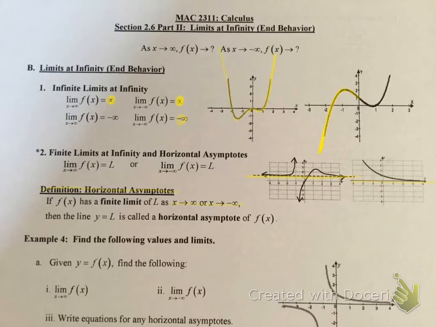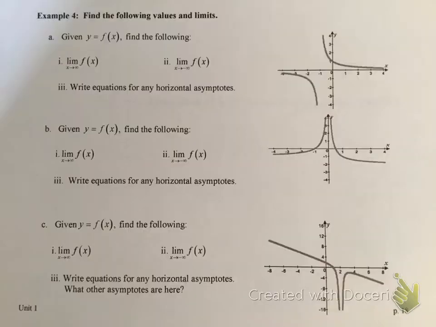So let's look at example number 4. Find the following values and the limits. For part A, given y equals f of x, find the following. For part I, the limit of f of x as x is approaching infinity. So if I look over here to the right, and I think I have this on the next page a little bit more clear, I'm right here. As x is approaching infinity, what's going on? So let's go ahead and trace that. What's going on with the function? Well, the function's approaching 0. So we can say that this function is approaching 0.